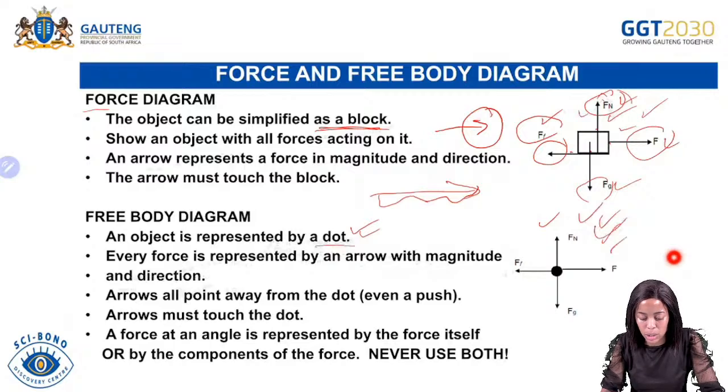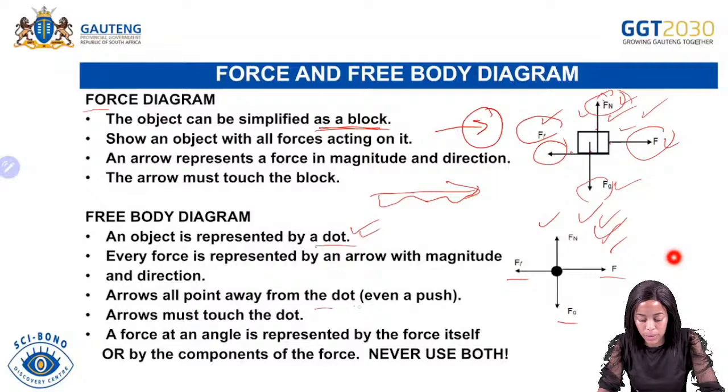Then bullet number 2, it says every force is represented by an arrow with magnitude and what? And direction. So it's the same as a force diagram. As we can see, every force here is represented by an arrow and then the direction. So we know the normal force, the arrow is facing upwards. The applied force is to the right. The frictional force is to the left. Gravitational force is downwards.